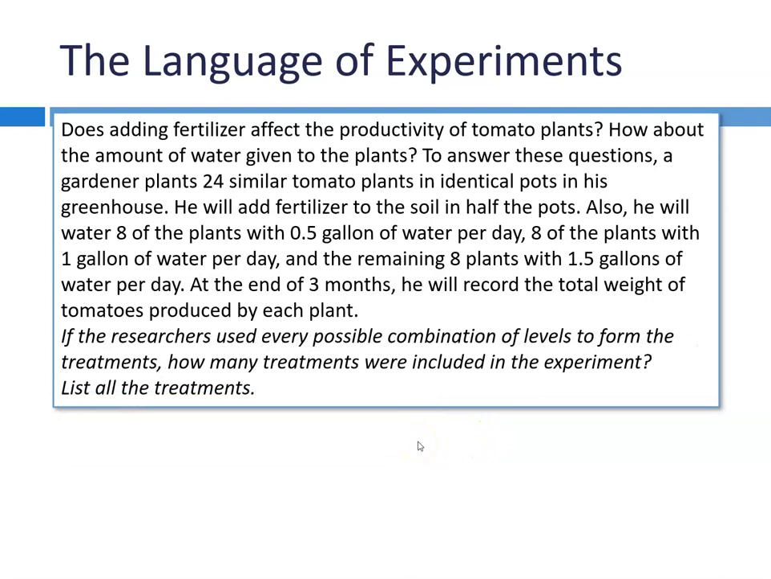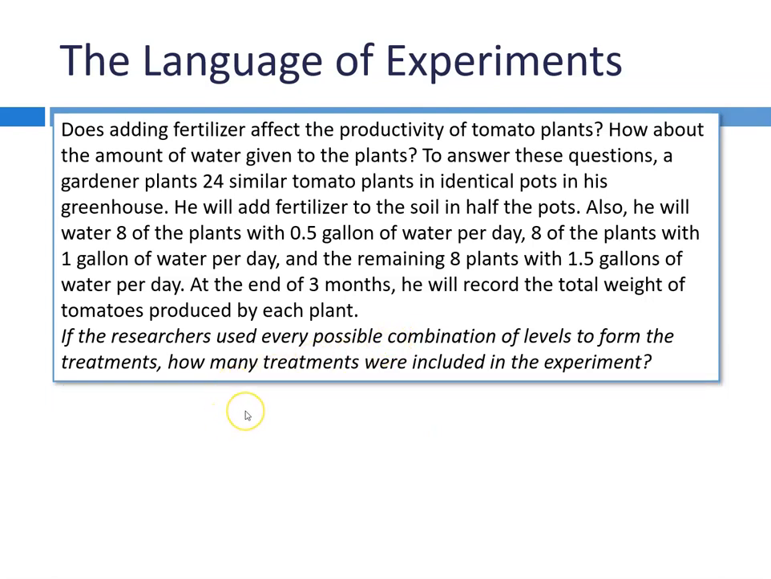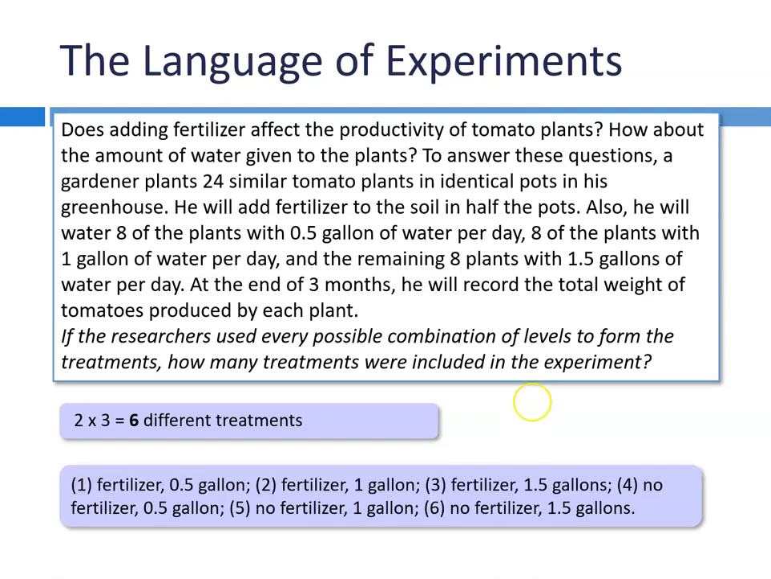If the researchers used every possible combination of levels to form the treatments, how many treatments were included? And then let's list them. The way that you're going to calculate how many treatments there are is you're just going to multiply the number of levels. So 2 levels for fertilizer, 3 levels for water, leaves us with 6 different treatments. So the treatments are either a plant is getting fertilizer with half a gallon, fertilizer with 1 gallon, fertilizer with 1.5 gallons, or no fertilizer with half gallon of water, no fertilizer with 1 gallon of water, and no fertilizer with 1.5 gallons of water.